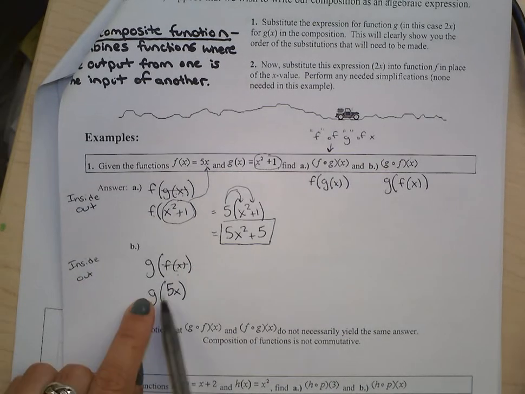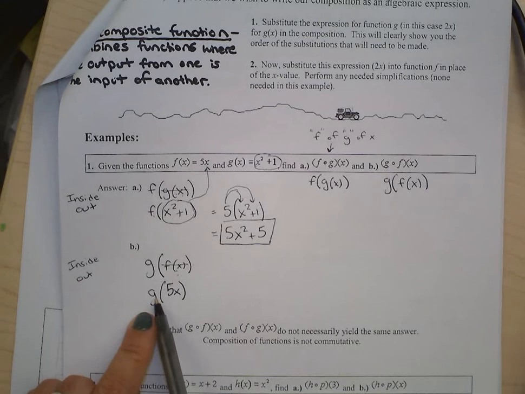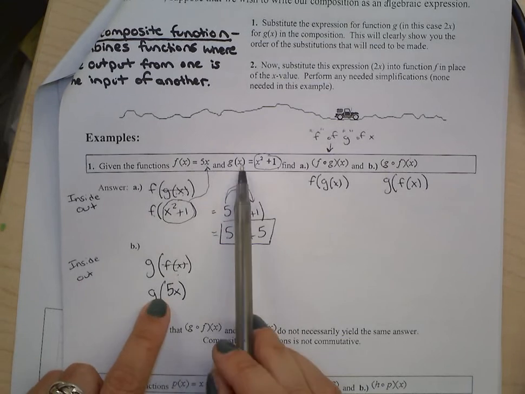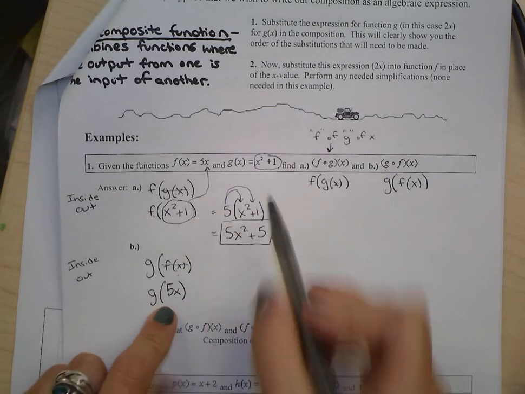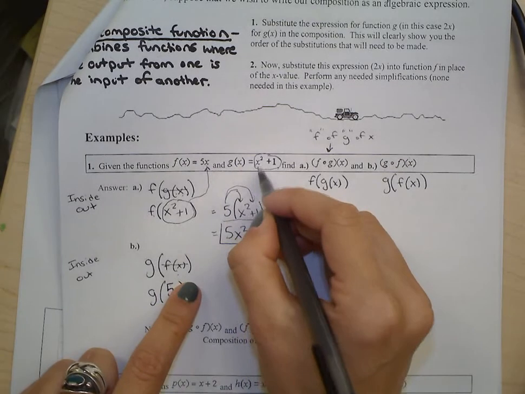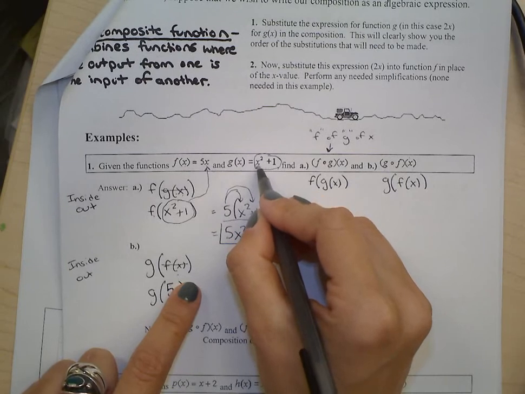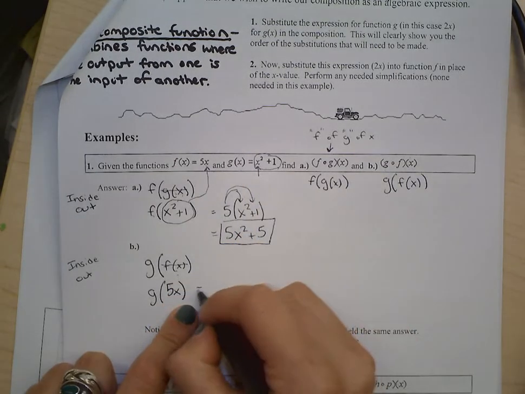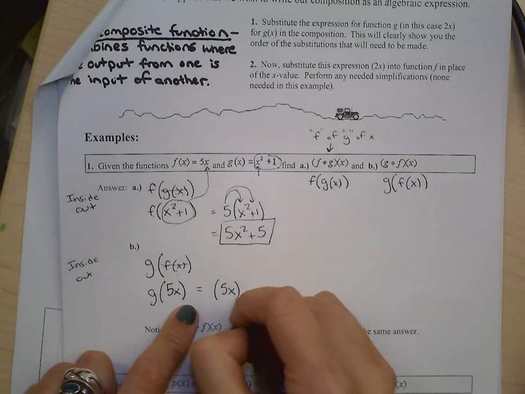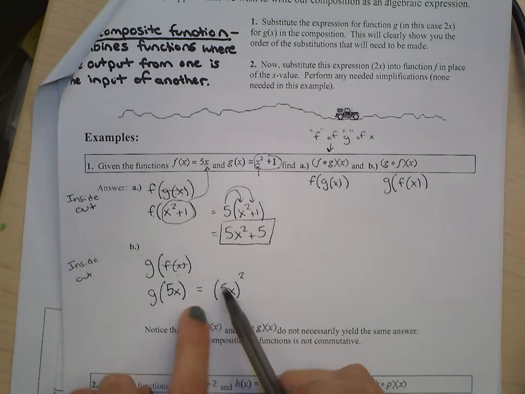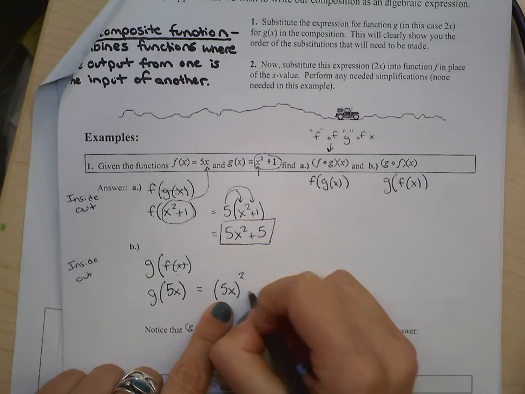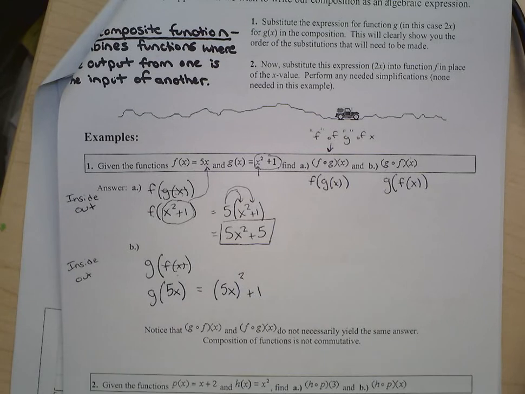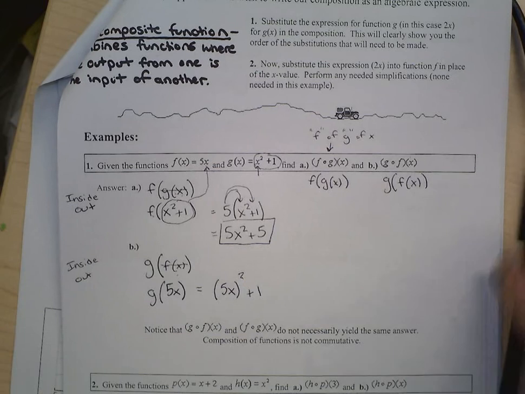So g of 5x, now because I'm talking about g, I go to my g equation. And instead of x, I'm replacing x with 5x. So I'm replacing the 5x with this x here. So I'm going to have 5x squared. I need to have parentheses around this 5x because the squared is going to go to both terms. Plus 1. Now, in this problem, I can distribute that squared term because there's no addition or subtraction.